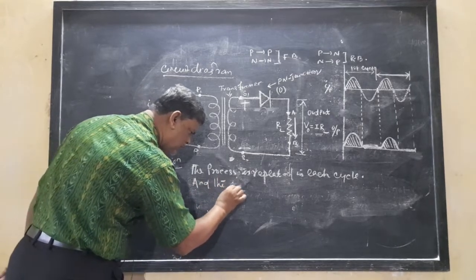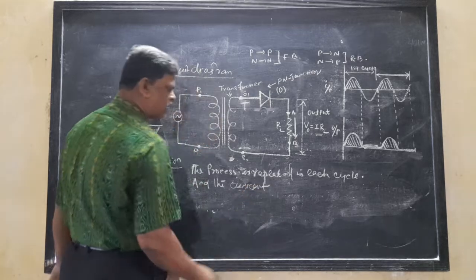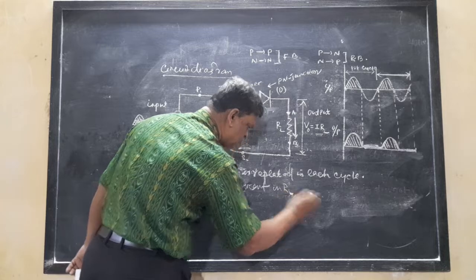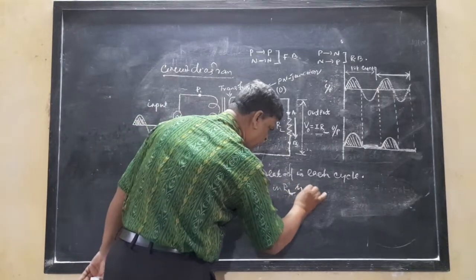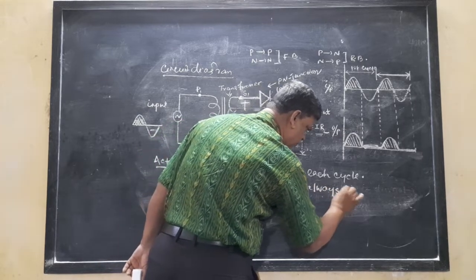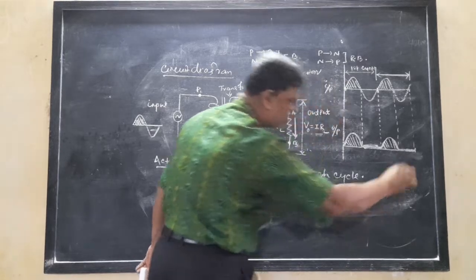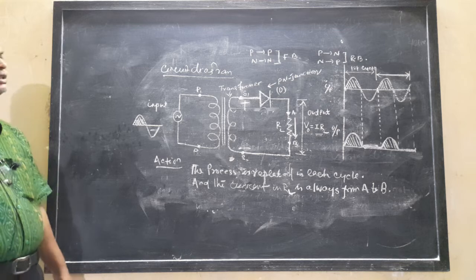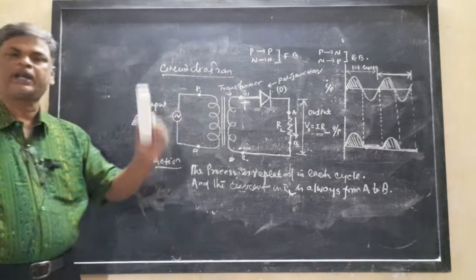The current through RL, the load resistance RL, is always from A to B. So the output is a DC current. DC current means unidirectional flow, always in one direction.